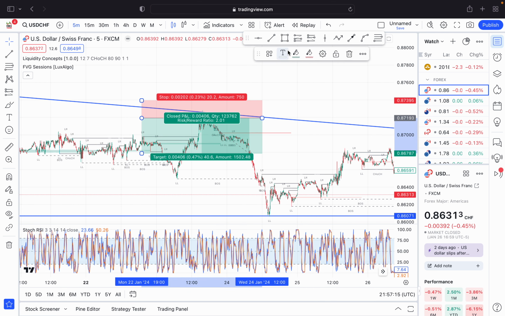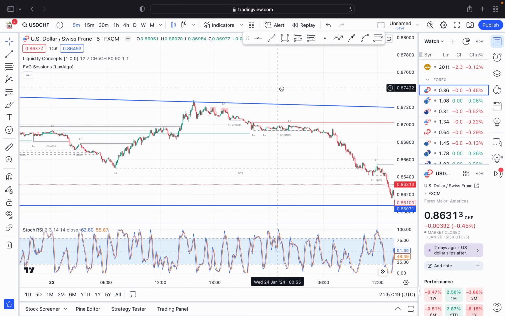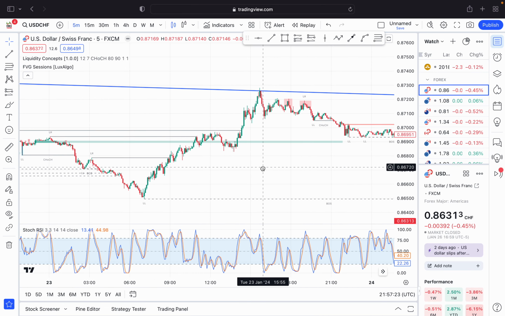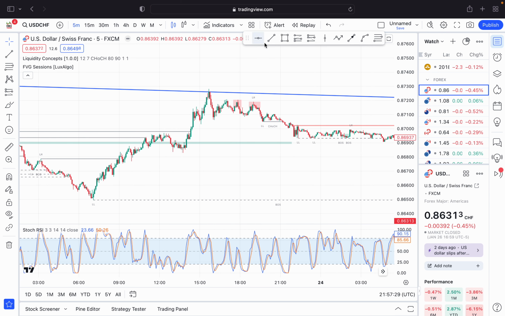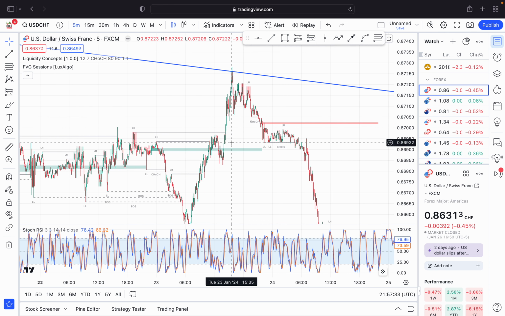If I just delete this out the way so it doesn't get in your way, as you can see here, rejecting here. So yeah, that was actually quite a good short position, and we would have hit a 40 pip target off that. You see, big drop.